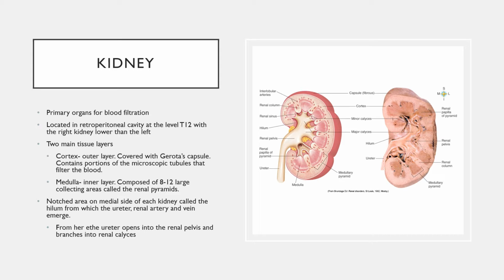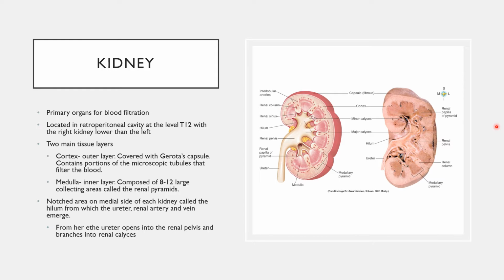The cortex is the outer layer. It is covered with Gerota's capsule and contains portions of the microscopic tubules that filter the blood. The medulla is the inner layer. It's composed of 8 to 12 large collecting areas called the renal pyramids. The notched area on the medial side of each kidney is called the hilum, and that is where our ureter, renal artery, and vein emerge from.